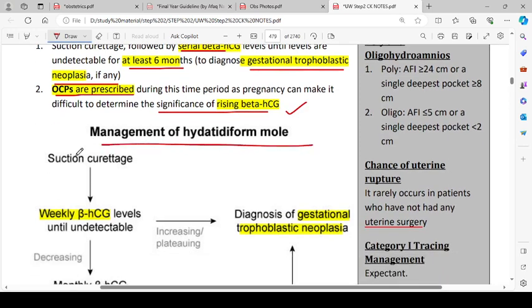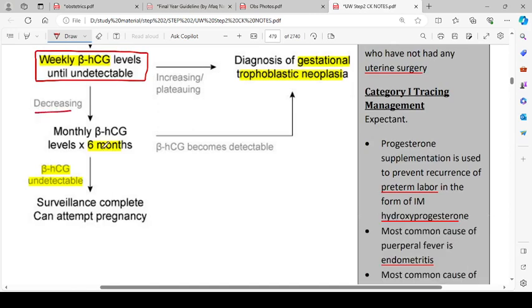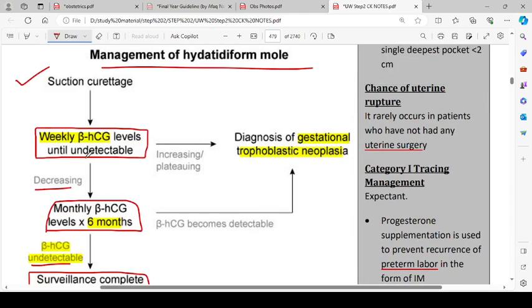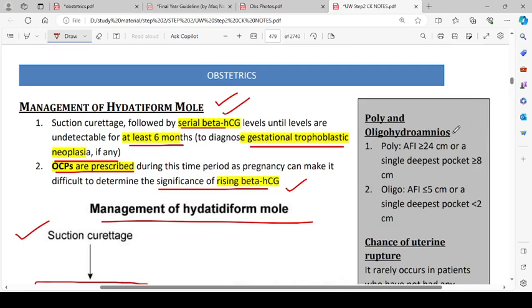Management of hydatidiform mole. Firstly, do the suction and curettage. Then do the weekly beta HCG level until undetectable. If it is decreasing, monthly beta HCG level up to 6 months. If beta HCG is undetectable, surveillance is complete, can attempt next pregnancy. If weekly beta HCG levels are increasing or plateauing, that is a diagnosis of gestational trophoblastic neoplasia. Or if initially they decreased, but on monthly surveillance beta HCG becomes detectable, it is also a diagnosis of gestational trophoblastic neoplasia.